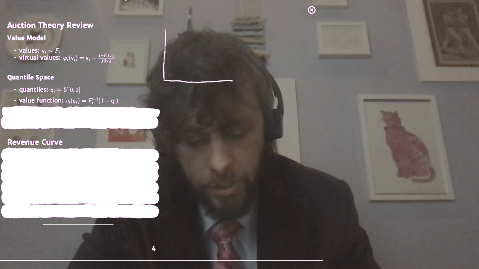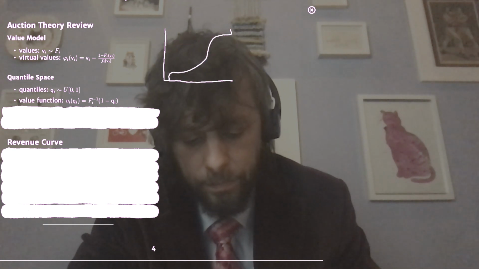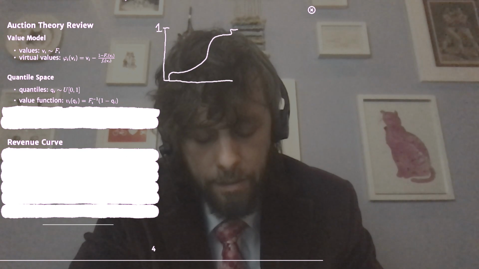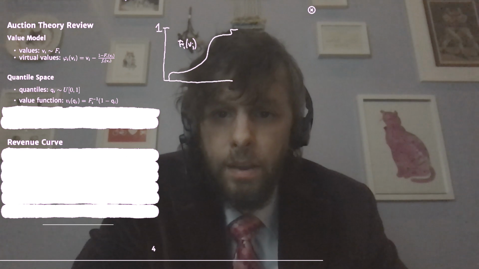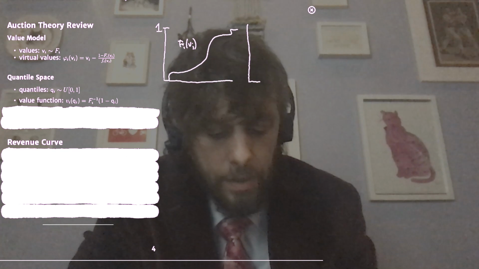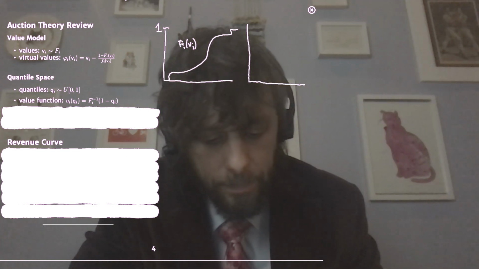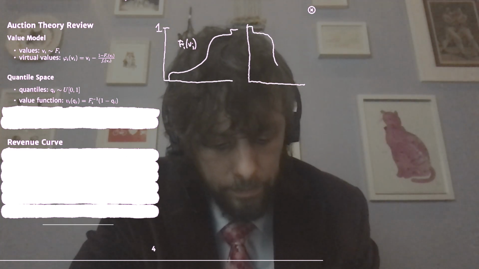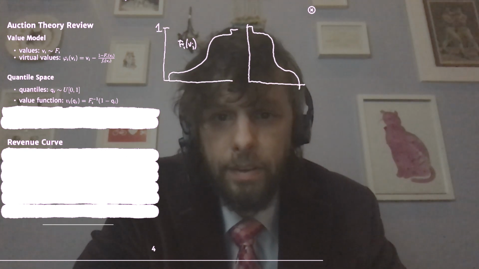And just to illustrate this scenario, typically I have a distribution function F_i of v_i. And what does this mapping into quantile space do? It takes this plot and it rotates it counterclockwise. Okay, so this is the rotation we might get rotating this plot counterclockwise.